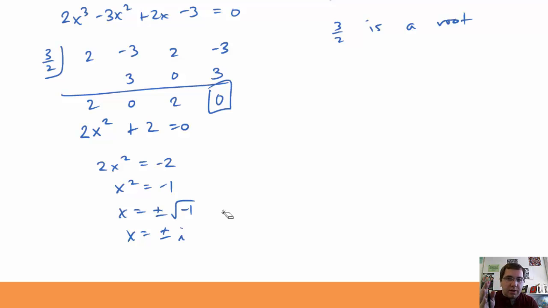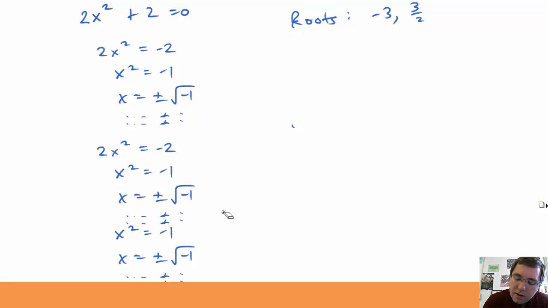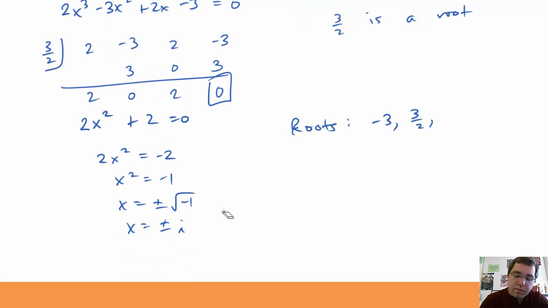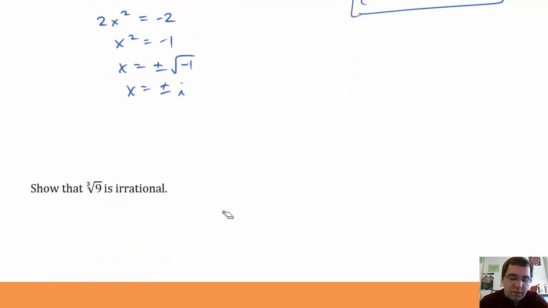So if I had tried the other possible rational roots, none of them would have worked. So my roots are the 2 rational ones I found, which remember were negative 3 and positive 3 over 2, and then the 2 imaginary ones that I just found, i and negative i. There are 4 of them. It was a quartic polynomial equation, a polynomial with degree of 4, so I knew there had to be 4.